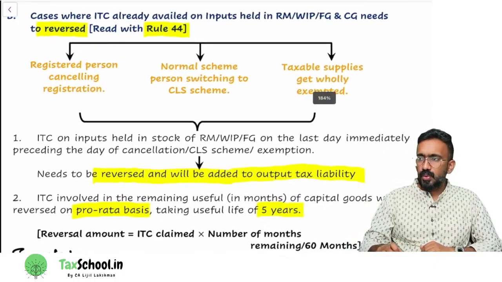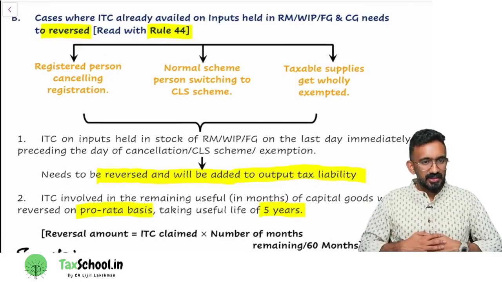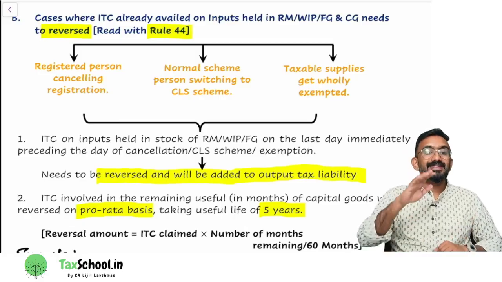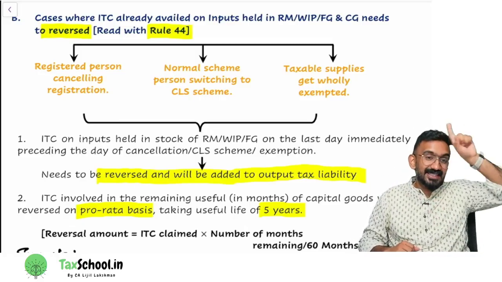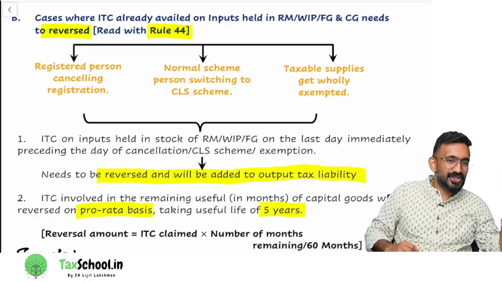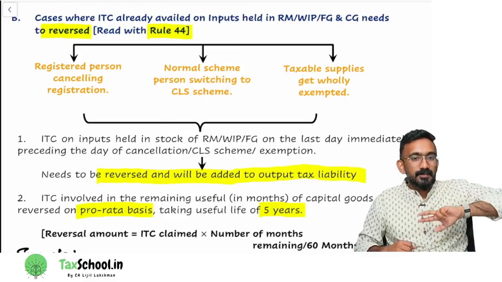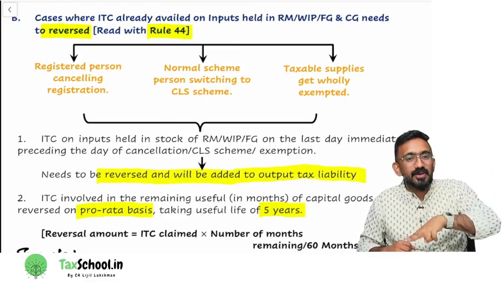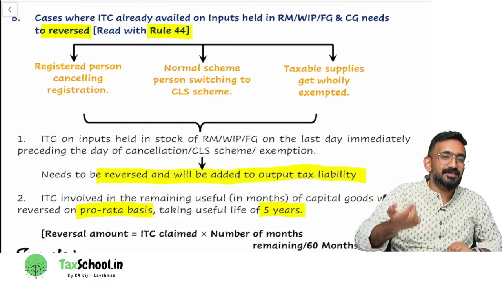Have you thought about the opposite case? Which means I was a registered person. I purchased a lot of stock and I enjoyed full ITC. Now I'm cancelling my registration. Unregistered to registered, opposite: registered to cancellation of registration and becoming unregistered. I talked about a CLS person opting for the normal scheme. What if a normal scheme person was opting for the composition levy scheme? What if my taxable supply becomes exempt supply?